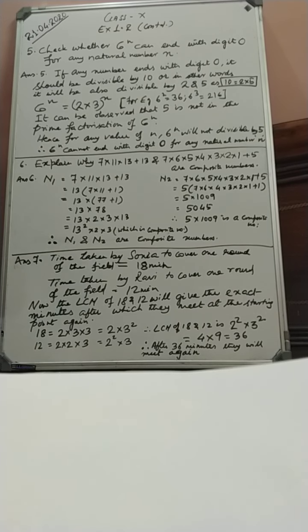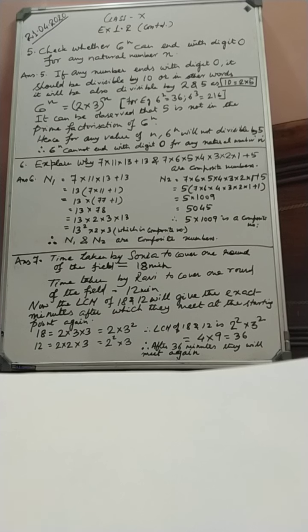Now let us come to question number 5. In question number 5, check whether 6 to the power n can end with digit 0 for any natural number n. That means if you place any number for n in the power of 6, the last digit has to be 0. So let us see whether it is possible or not.